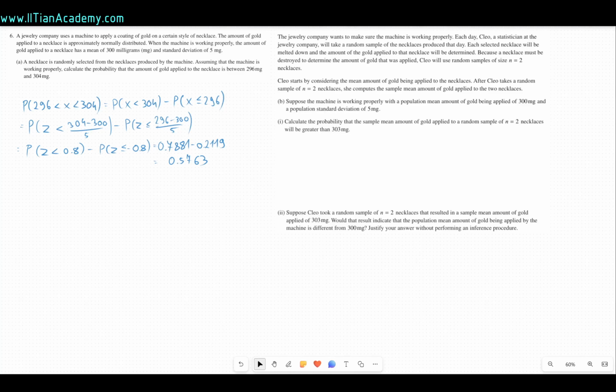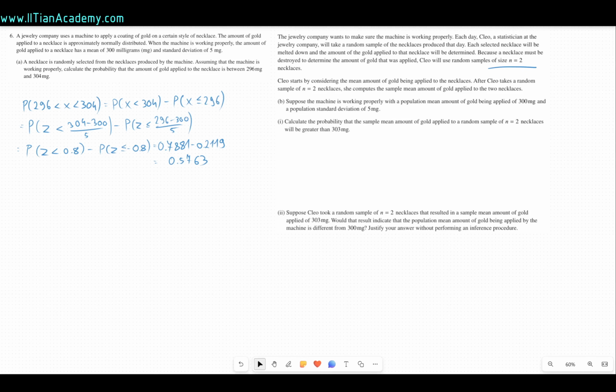So in part B on this question, we're told the jewelry company wants to make sure that the machines work properly. So we have Cleo, a statistician that performs tests every day. He uses a random sample of size n equals 2. And we're told Cleo starts by considering the mean amount of gold being applied to the necklaces after taking 2 necklaces. We're told that suppose the machine is working properly with a mean of 300 milligrams and standard deviation of 5 milligrams.